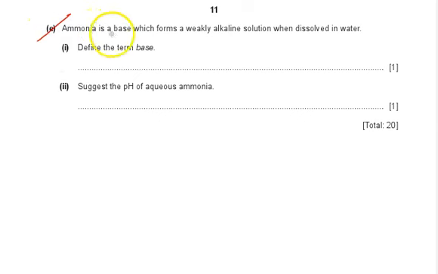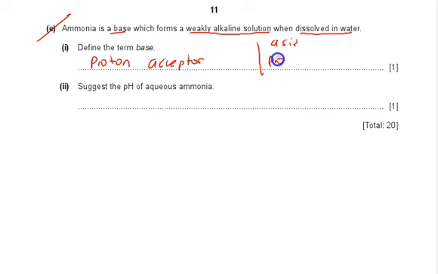Ammonia is a base which forms a weakly alkaline solution when dissolved in water. A base is a proton acceptor. And if they are asking about the acid, same question, define the term acid and remember to write here proton donor. This is a frequent question from IGCSE. Suggest the pH of aqueous ammonia.